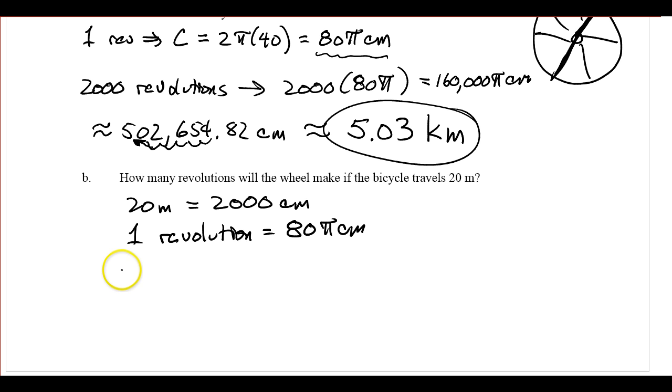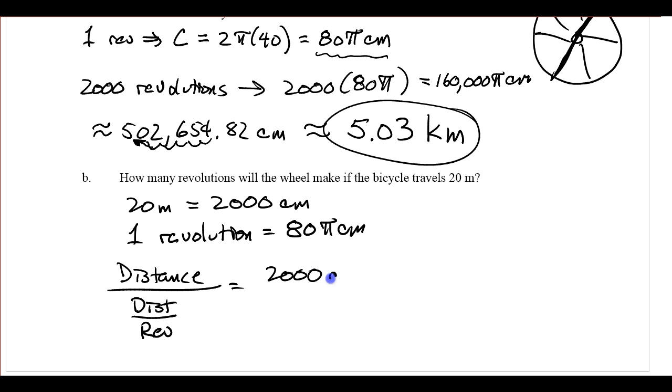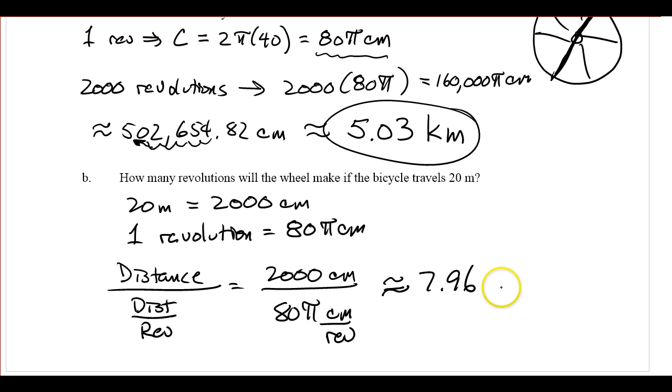So if we take our distance and we divide it by the distance per revolution, we've got 2,000 centimeters divided by 80 pi centimeters per revolution, and this will tell us how many revolutions. It's going to be approximately 7.96 revolutions. Okay, so just under 8 revolutions.